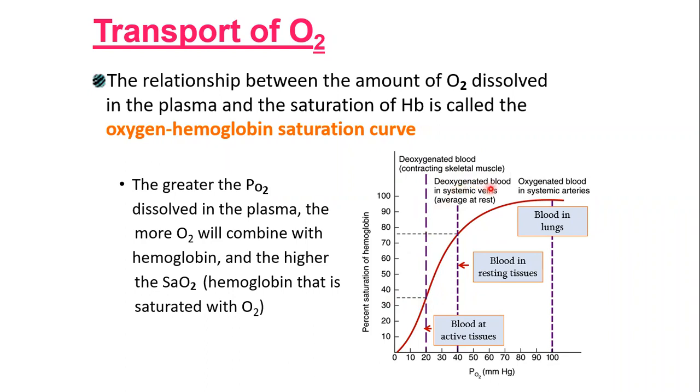Second example is deoxygenated blood in systemic veins at rest. This is a resting tissue, not an exercising one. So the oxygen saturation here would be much more, around 75%. What about oxygenated blood in systemic arteries, like the aorta, for example? Blood coming from the lungs, fresh oxygenated blood. Yes, now we have a high oxygen saturation of hemoglobin, almost 100%. So as I said, the more oxygen available, the more it can combine with hemoglobin and increase the saturation of hemoglobin.